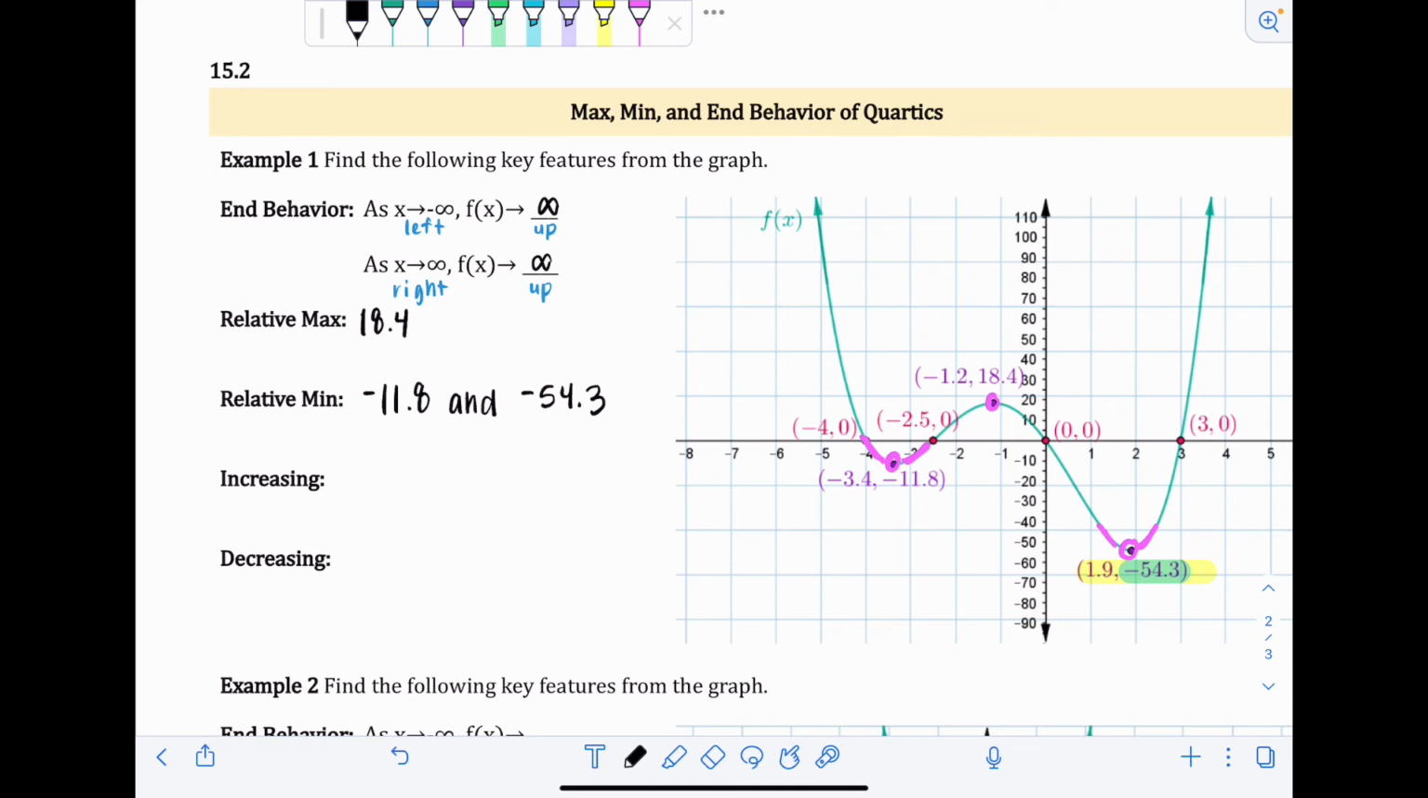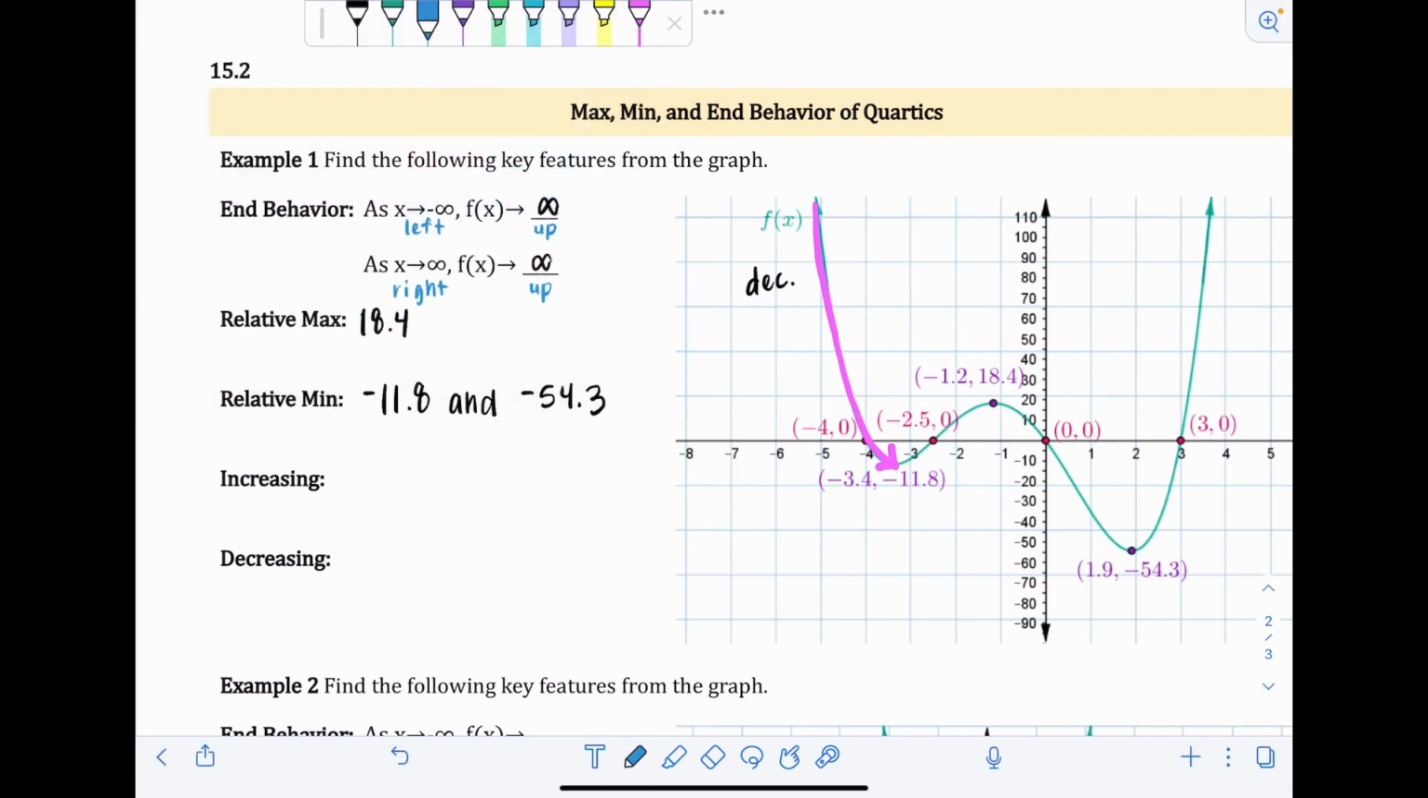And then for where the function is increasing or decreasing, we have to follow the graph from left to right. I know that this function is increasing overall, both sides go upward, but there are sections where it's increasing versus decreasing. So to find those, we follow it from left to right. If we start on the far left side, going downward until we hit that point, that would be a decreasing section.